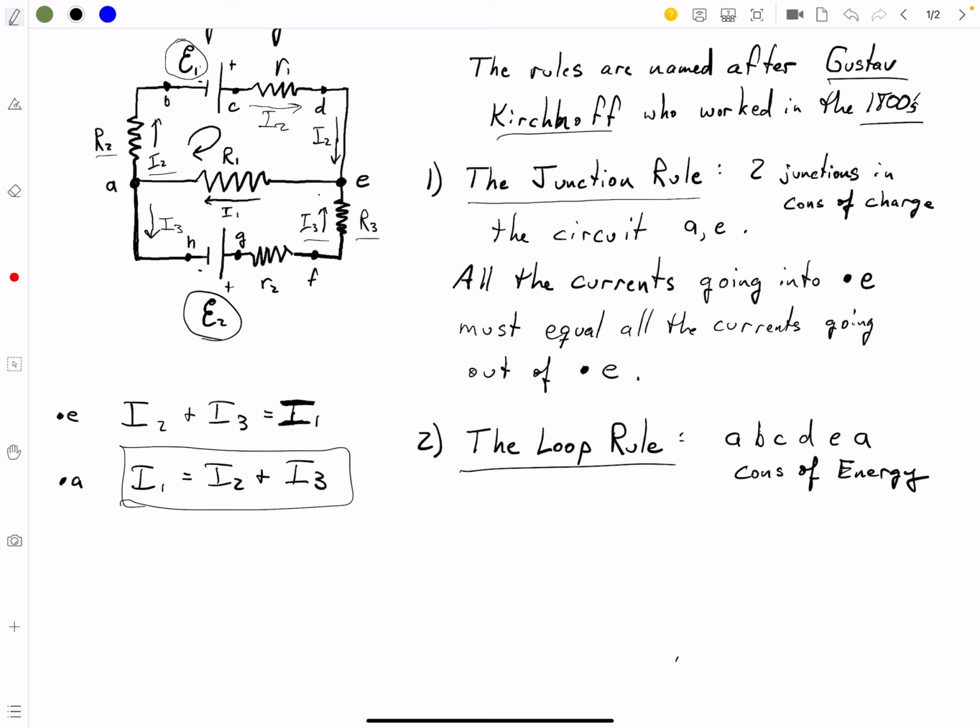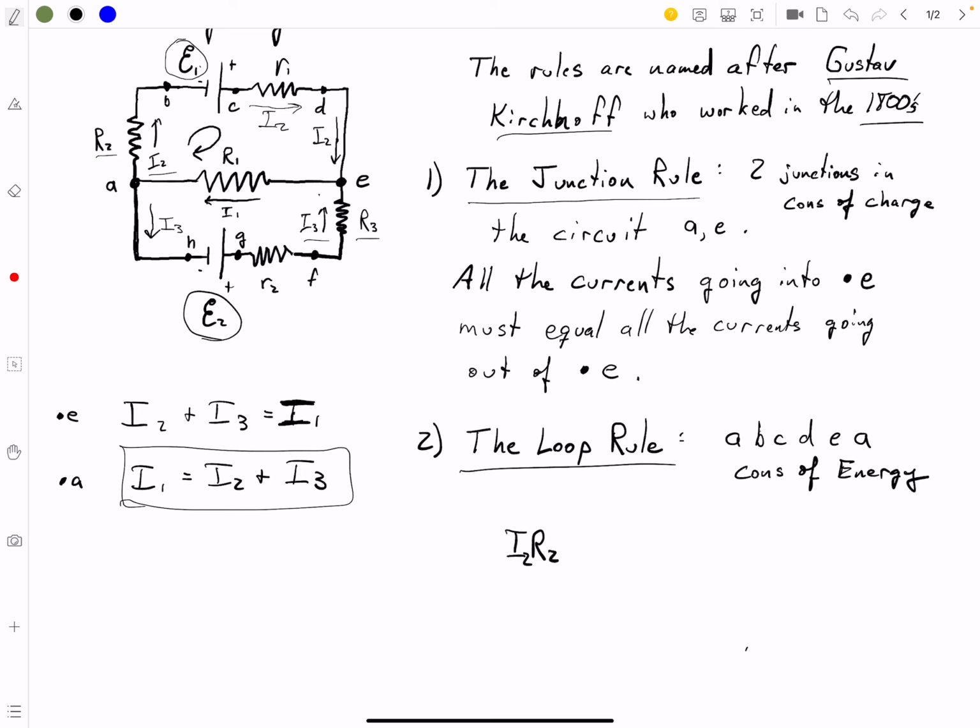So it's a little confusing, so let's keep it simple and straight. We're starting at A, and we're going to B. The first thing that we're going to notice is we've got R2. So I2 goes across R2, that's the voltage.